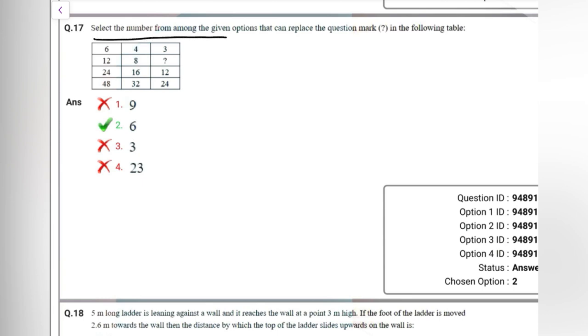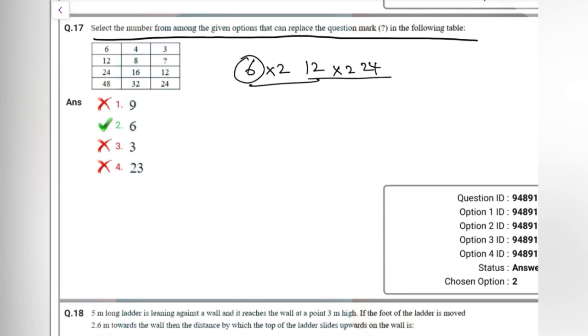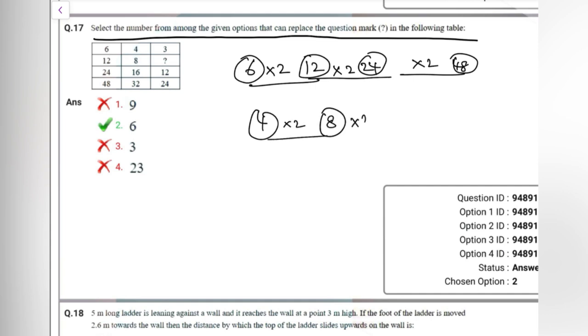Select the number among the given options that can replace the question mark in the following table. Let's take by columns. Here 6 into 2 is 12 and 12 into 2 is 24 and 24 into 2 is 48. Similarly, 4 into 2 is 8 and 8 into 2 is 16 and 16 into 2 is 32.